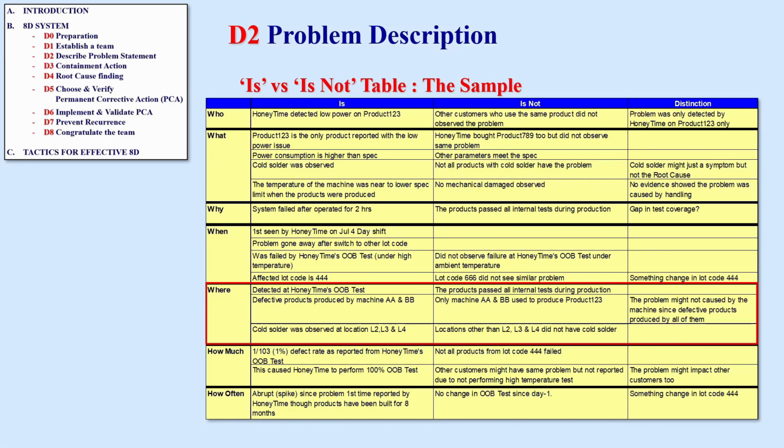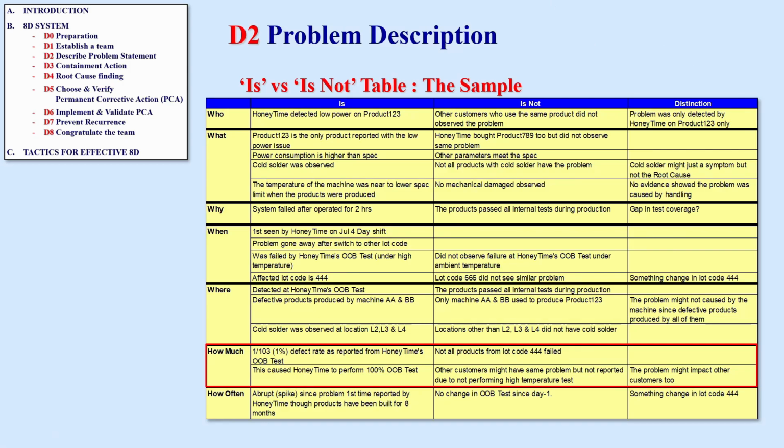The last where question is related to which location of the product has the problem. Cold solder was observed at location L2, L3 and L4. Locations other than L2, L3 and L4 did not have cold solder. How much? 1 out of 103, 1% defect rate as reported from Honeytime's OOB test. Anyhow, not all products from lot code 444 failed. This caused Honeytime to perform 100% OOB test.